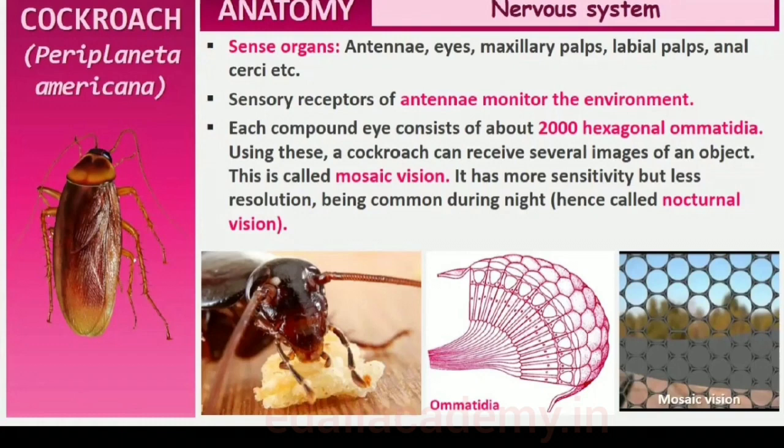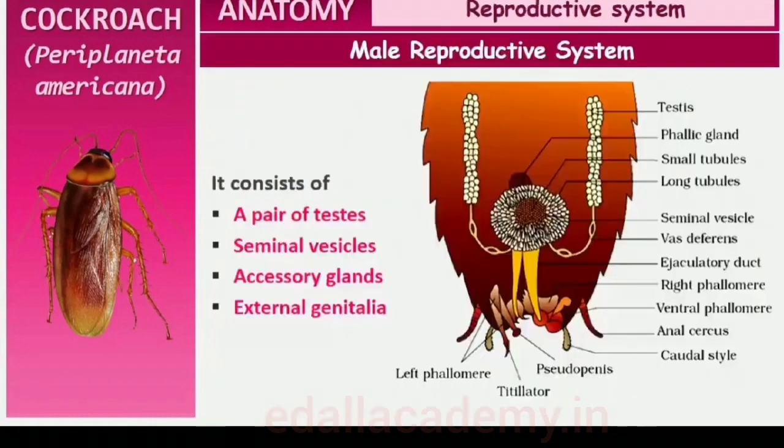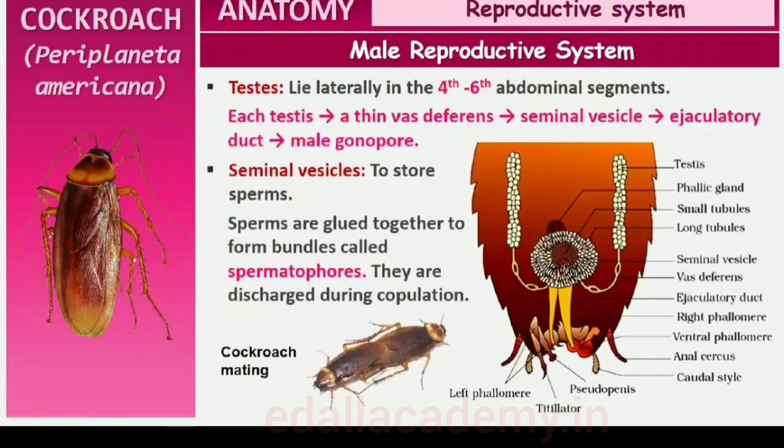With the help of several ommatidia, a cockroach can receive several images of an object. This kind of vision is known as mosaic vision, with more sensitivity but less resolution, being common during night, hence called nocturnal vision. Cockroaches are dioecious and both sexes have well-developed reproductive organs. The male reproductive system consists of a pair of testes, one lying on each lateral side in the 4th-6th abdominal segments. From each testis arises a thin vas deferens, which opens into the ejaculatory duct through the seminal vesicle. The ejaculatory duct opens into the male gonopore situated ventral to the anus.